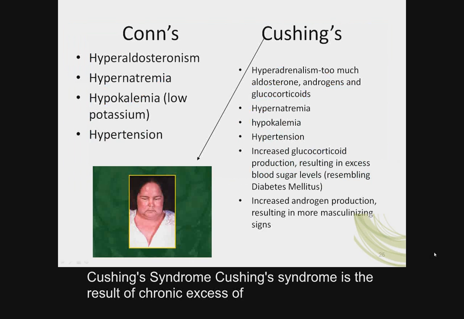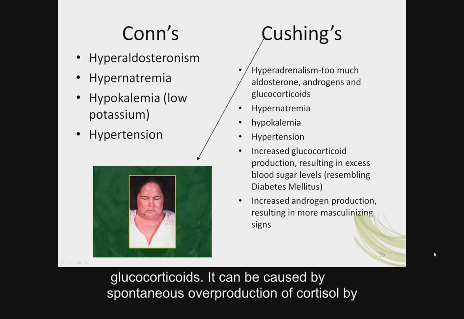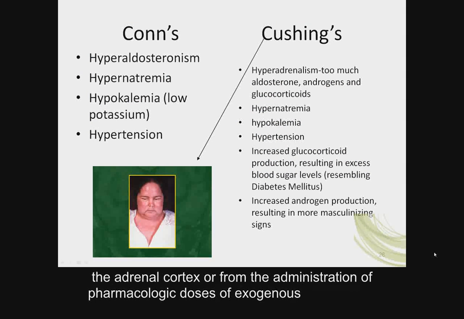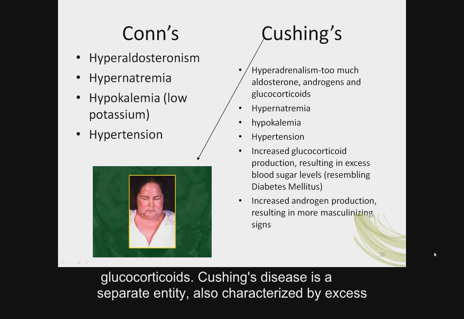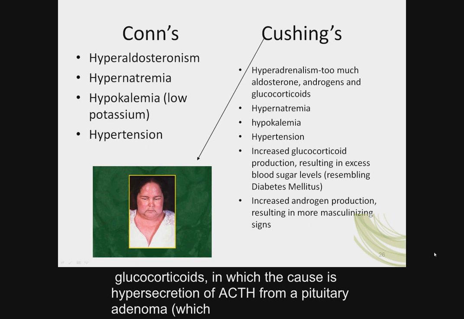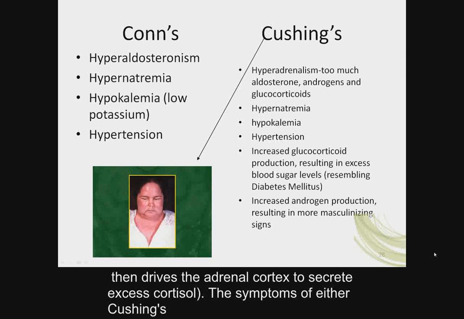Cushing's syndrome. Cushing's syndrome is the result of chronic excess glucocorticoids. It can be caused by spontaneous overproduction of cortisol by the adrenal cortex or from the administration of pharmacologic doses of exogenous glucocorticoids. Cushing's disease is a separate entity, also characterized by excess glucocorticoids, in which the cause is hypersecretion of ACTH from the pituitary adenoma, which then drives the adrenal cortex to secrete excess cortisol.